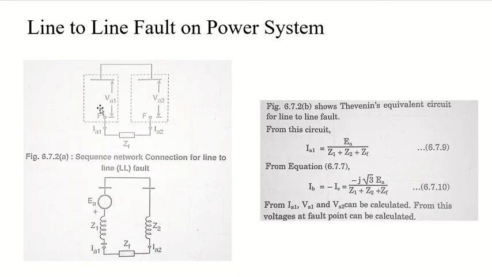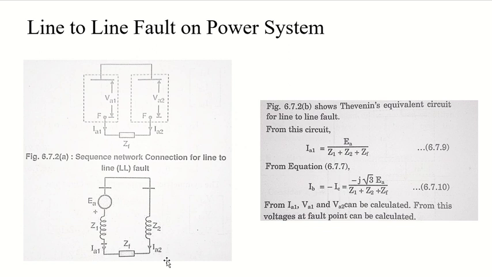So when you do so, here you are having positive sequence, here you are having negative sequence, you are connecting both of them in parallel. So here you are having the basic sequence network connection for line to line fault, right? Here's va1, here's va2, here's the ia1, here's ia2, and here's the zf. And in the same way, you can draw the same thing for Thevenin's equivalent circuit as well. And when you do so, you will have ea, you will have z1 and z2, both of them parallel to each other, and between them you are having zf, and here you are having ia1 and ia2.